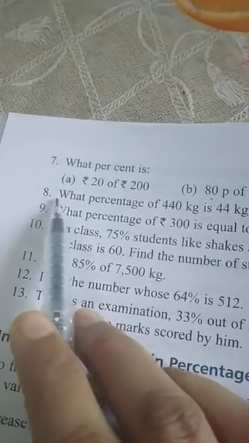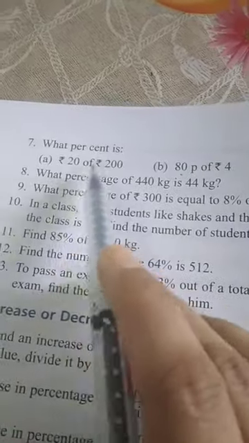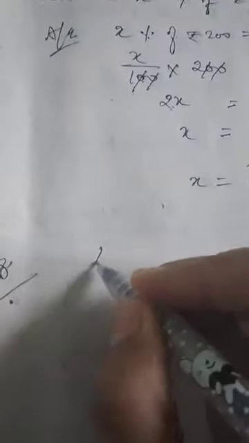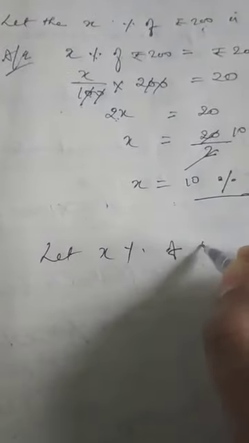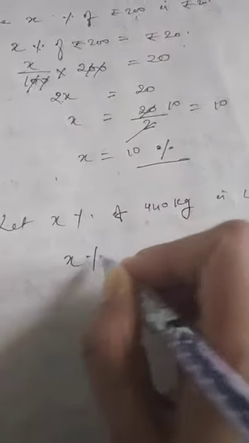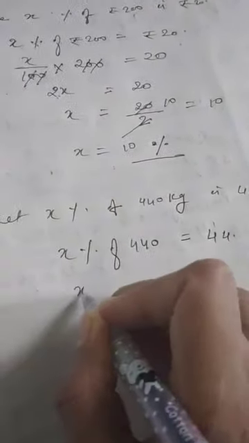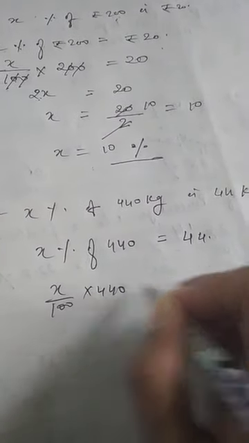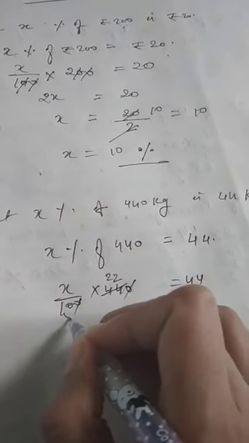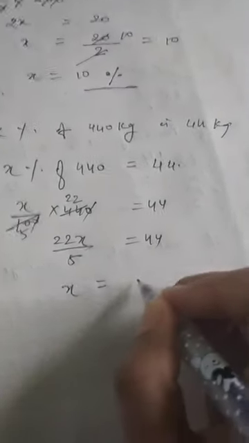Question number 8. What percentage of 440 kg is 44 kg? So let x percent of 440 kg be 44 kg. You will write x percent of 440 is equal to 44. So x by 100 into 440 is equal to 44. You can cancel this 0. 2 2s are 4, 2 2s are 4, 2 5s are 10. So 22x by 5 is equal to 44.